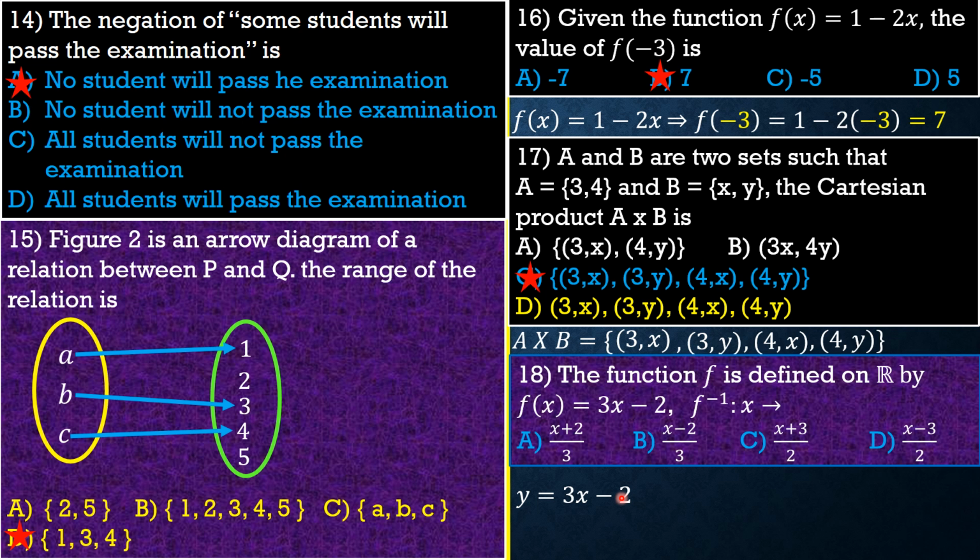If we carry minus 2 to the right hand side, the sign becomes positive. We are going to have y plus 2 equals 3x. We divide all through by 3, and reversing, we have x equals y plus 2 over 3. But all these functions are defined in terms of x, which means we have to convert all the y's back to x. If we do that, we have f inverse of x equal to x plus 2 over 3. Great. So option A has to be the best option for this question.